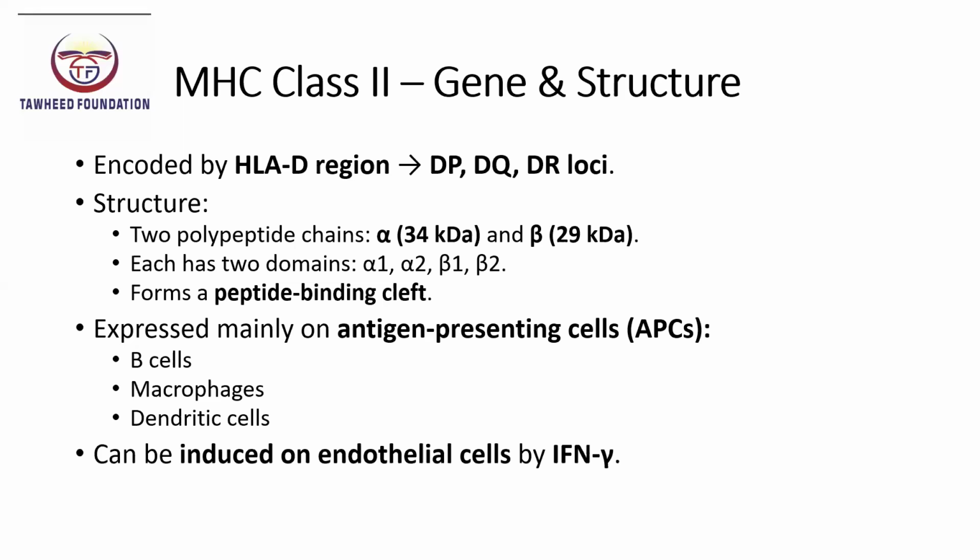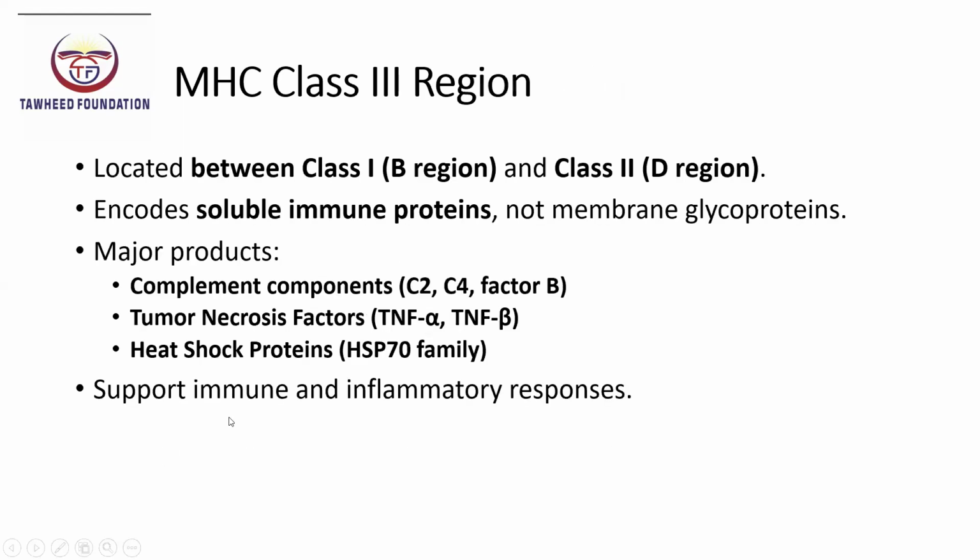Class 2 molecules are primarily expressed on antigen presenting cells: B cells, macrophages, and dendritic cells. They can also be induced on endothelial cells by IFN, that is interferon gamma. Class 2 molecules present exogenous antigens to CD4 plus helper T cells, which is critical for adaptive immune activation.